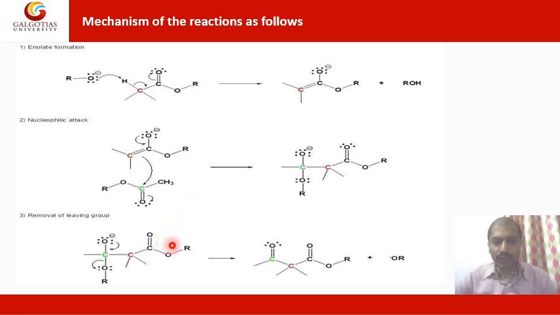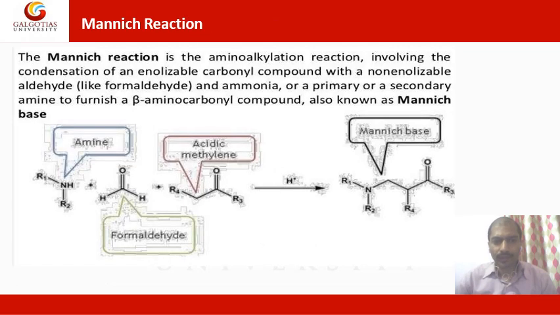So here you can see this will ultimately form the OR group. This is the O-methyl group; it could be R, any alkyl group. So here this will make another product, which is called the Claisen reaction. So this is the overall mechanism. Another more important reaction here is the Mannich reaction.